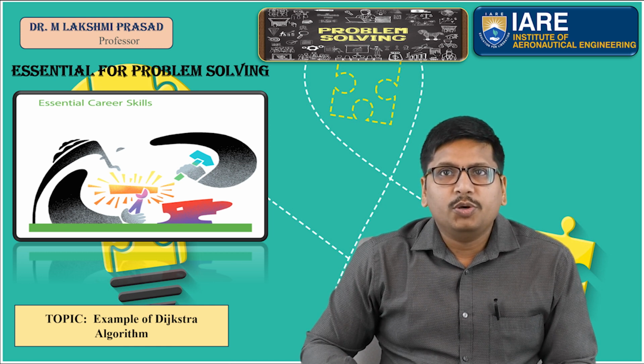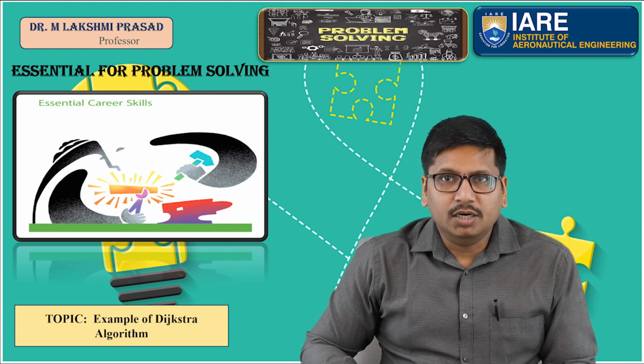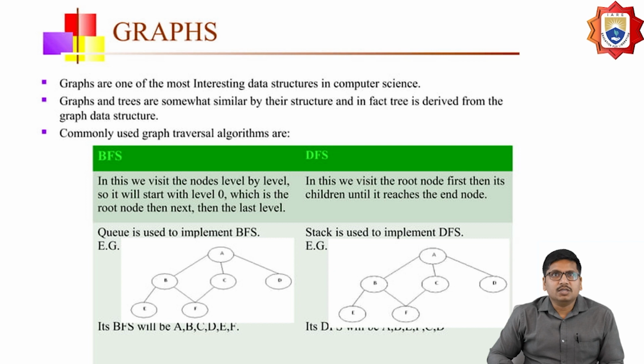So in this video I'm going to discuss an example of Prim's algorithm. Normally a graph is nothing but a collection of vertices and nodes, and mainly we are going to have two different types of graph traversals: breadth first search and depth first search. In breadth first search we are going to use a queue data structure, whereas in depth first search we are going to use a stack data structure.